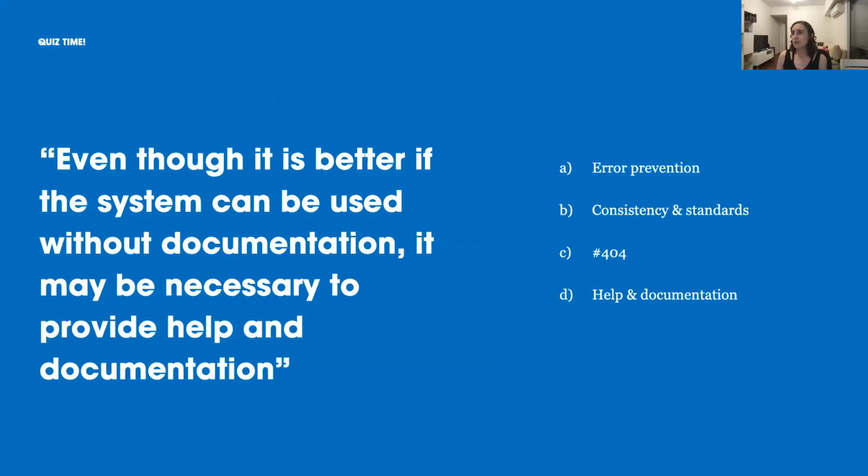Which is the heuristic represented? Even though it is better if the system can be used without documentation, it may be necessary to provide help. D. Okay. D is help and documentation. We have 404, we have consistency and standards, and we also have error prevention.